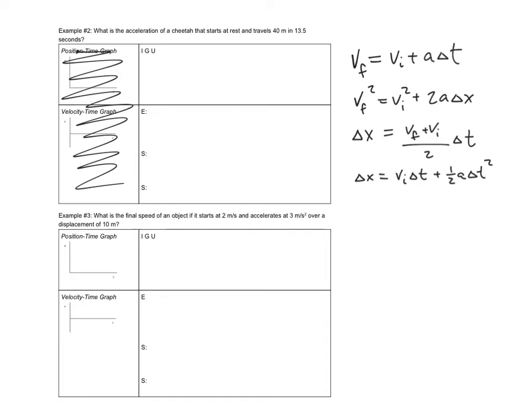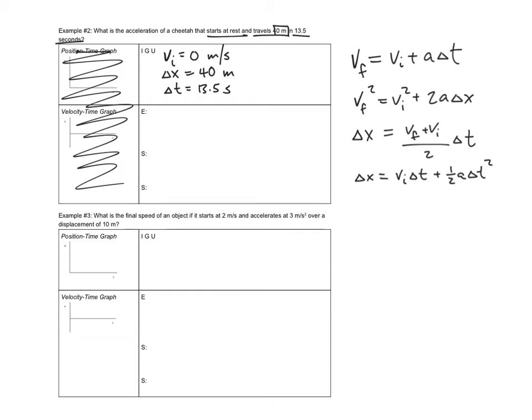So the given here is, or one of the givens is that it starts at rest. So that's, once again, a VI equal to 0 meters per second. Our next given is that it travels 40 meters. If it travels 40 meters, that's a delta X equals 40. And then it goes for 13.5 seconds, that's a delta T.